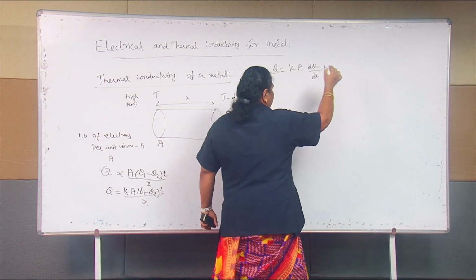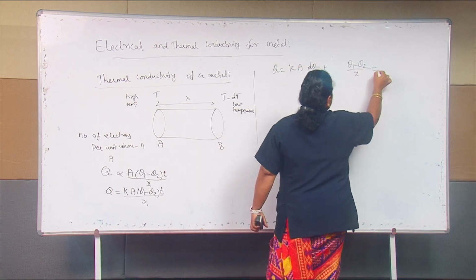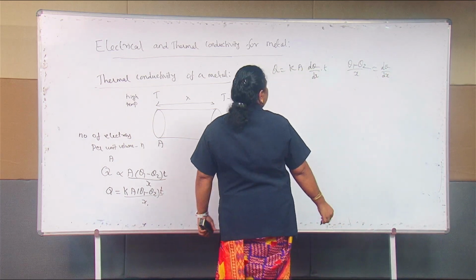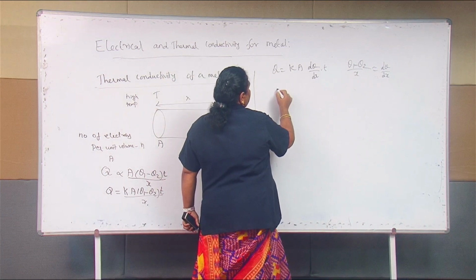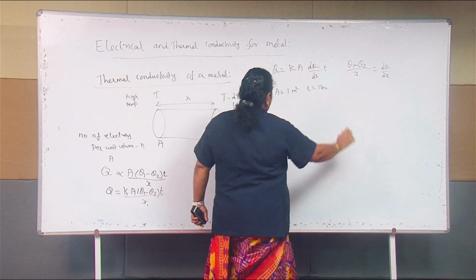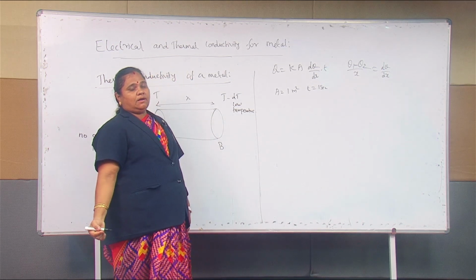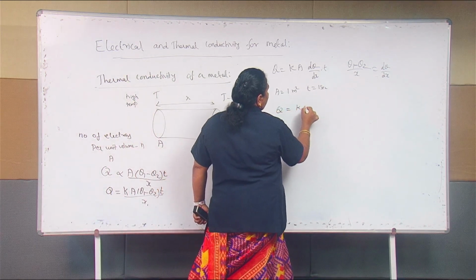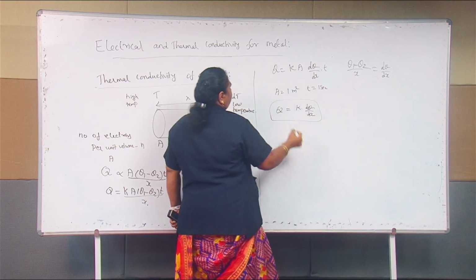This theta 1 minus theta 2 by x can be written as a small change in temperature with respect to a small change in distance, or length. And here, for simplicity, we take A equal to 1 meter squared and time taken t equal to 1 second. We can represent the amount of heat conduction per unit area per second as Q equals K into d theta by dx. This is the very general expression for a conductor.